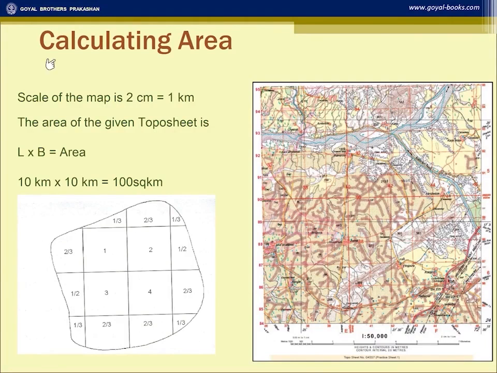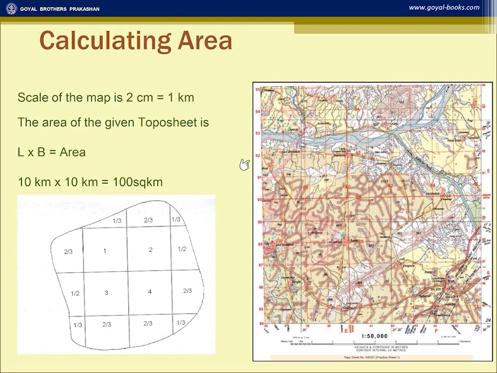When we are calculating the area, we are doing it on the basis of the scale, which is 2 centimeter equal to 1 kilometer. All of you know length into breadth is equal to area. Now, in this case, the survey sheet given has 10 squares showing 10 kilometers, because the scale of the map is 2 centimeter equal to 1 kilometer, and each square is 2 centimeter by 2 centimeter.